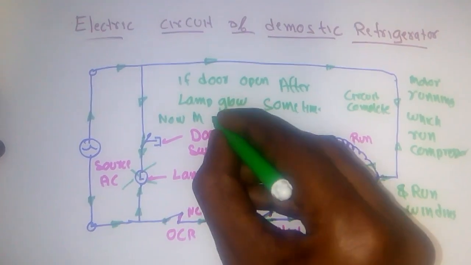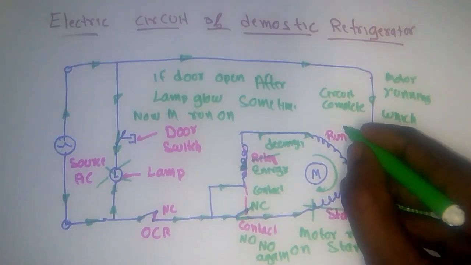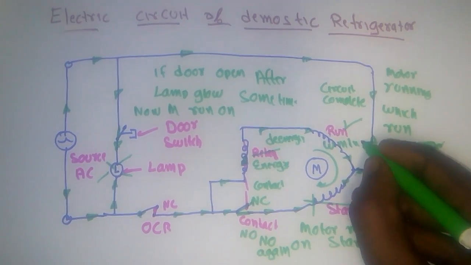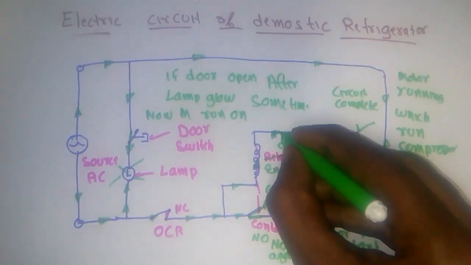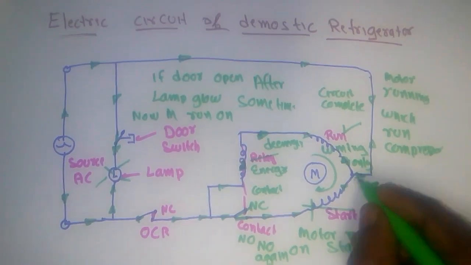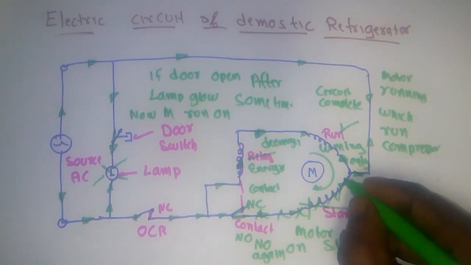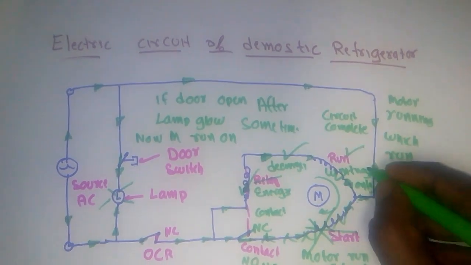Now the motor is running only on the run winding and the start winding is out of function now, because the relay does not have sufficient power to operate the contact, that is the NC contact, that gives a supply to the starter winding. So now the motor is running on the running winding, or we can say runner winding.